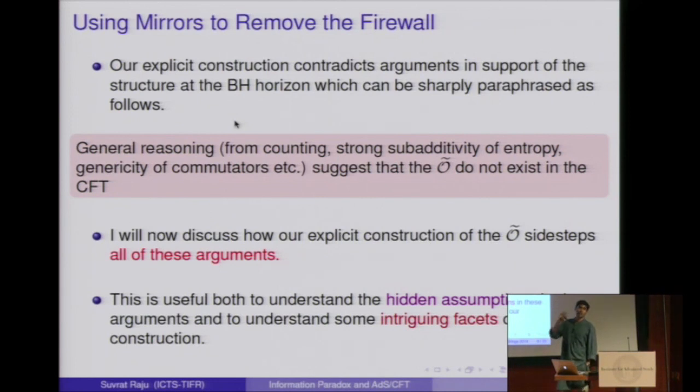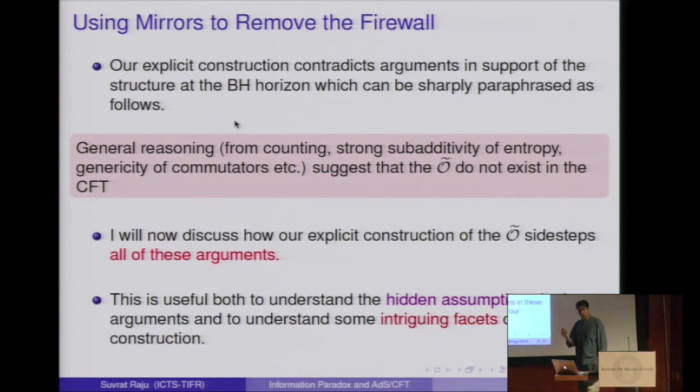Okay. So if I had to give you a one-line precise phrasing of all of these arguments, these are various arguments, general arguments of course, suggesting that whatever you do, there's no way you can construct mirror operators with the properties that I demanded at the beginning. Okay, and I'll review some of these arguments a little later.